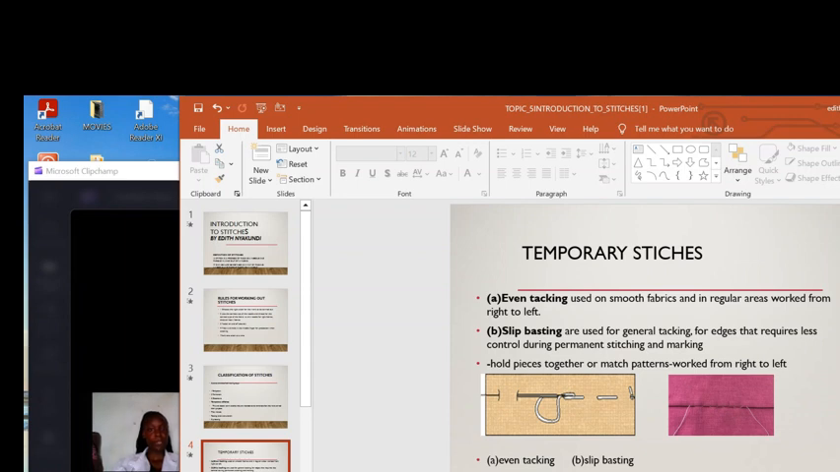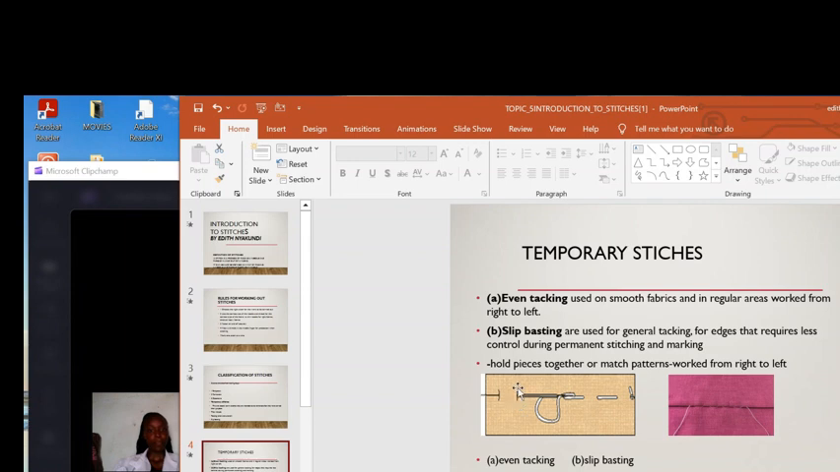Let me expound on temporary stitches. We have even tacking. They are used on smooth fabrics and in regular areas, worked from the right to the left side of the garment. Slip basting is used for general tacking for edges that require less control during permanent stitching and marking. They also hold pieces together or match patterns, worked from right to the left side.